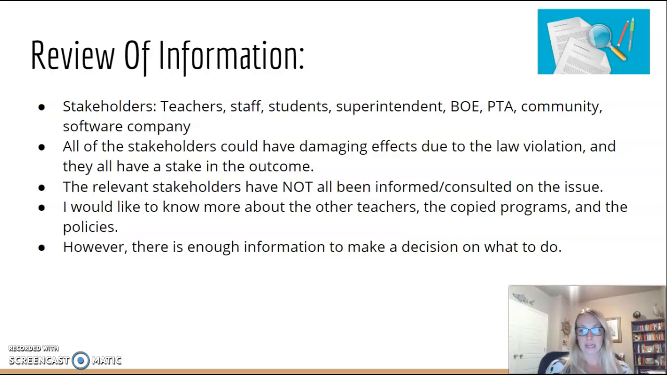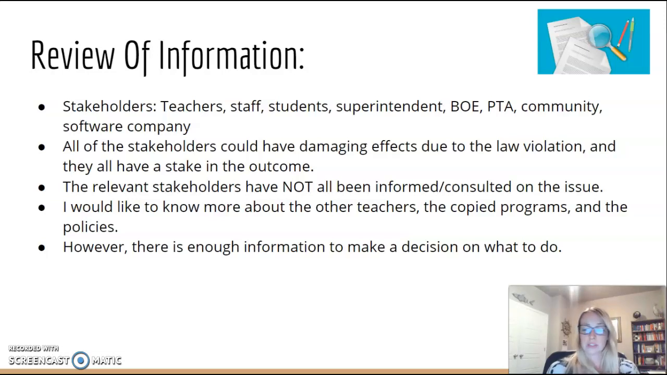Also, Miss Brandon and Miss Williams. Miss Williams accepted the copied CD. Miss Brandon is the one who took it to the principal, and then also the principal would also have a large stake in the outcome of this. Obviously, the superintendent and Board of Education would have a large stake depending on what happens with the outcome of this case. All of the relevant stakeholders have not been informed or consulted on this issue.